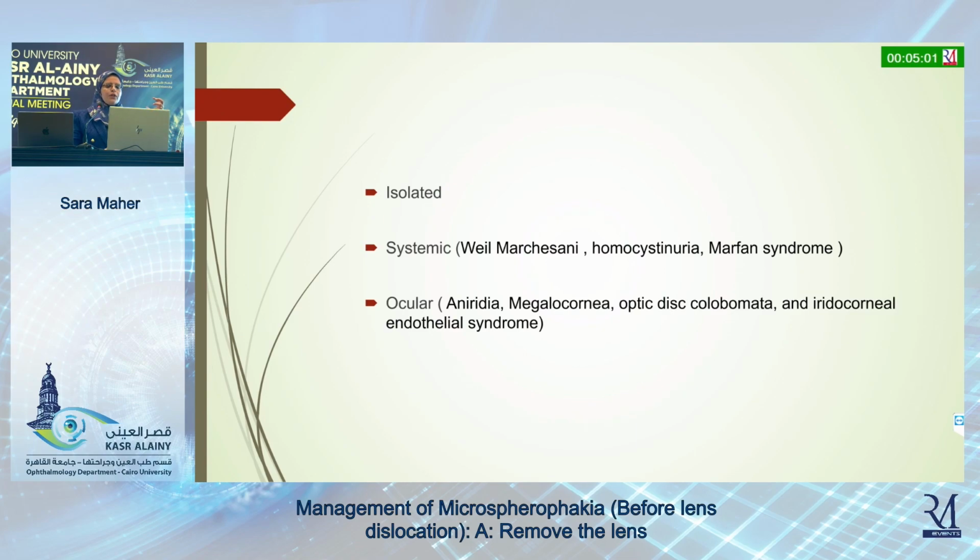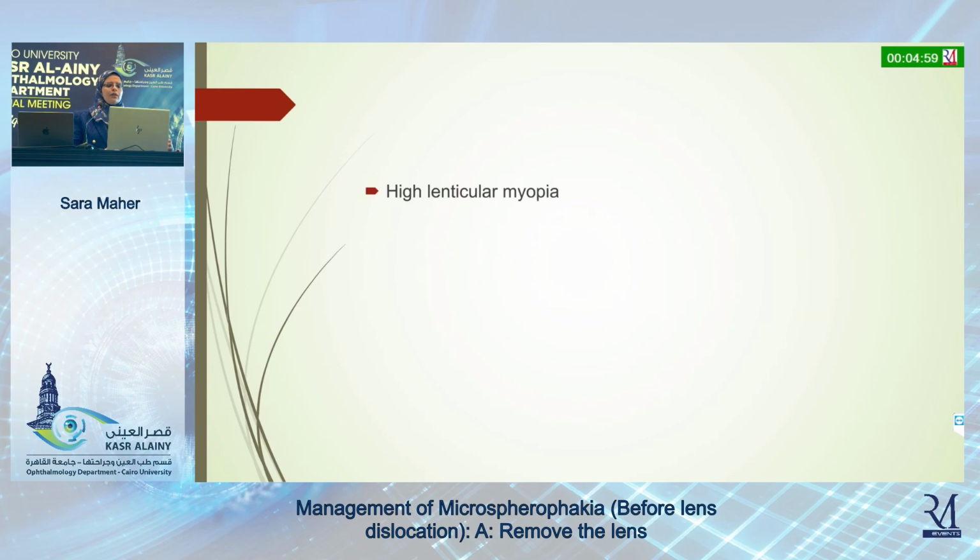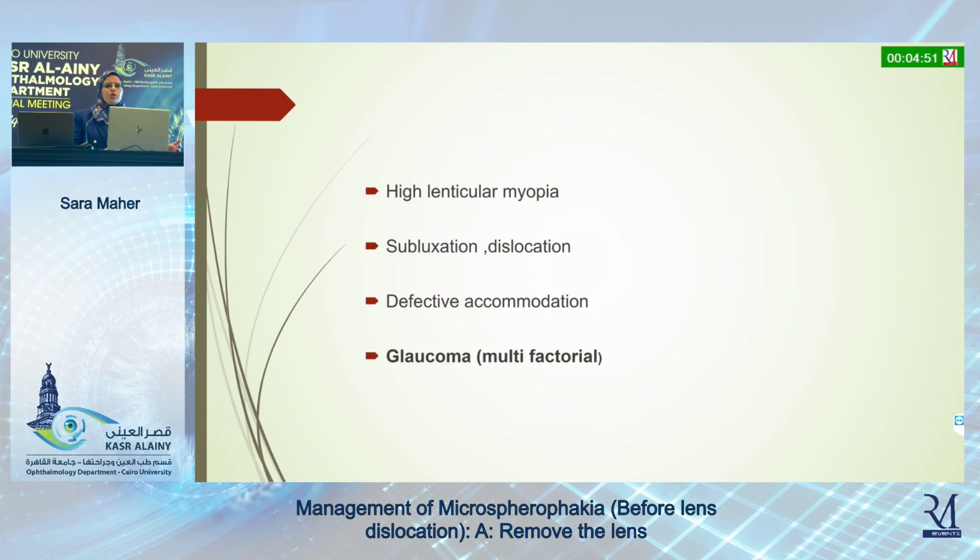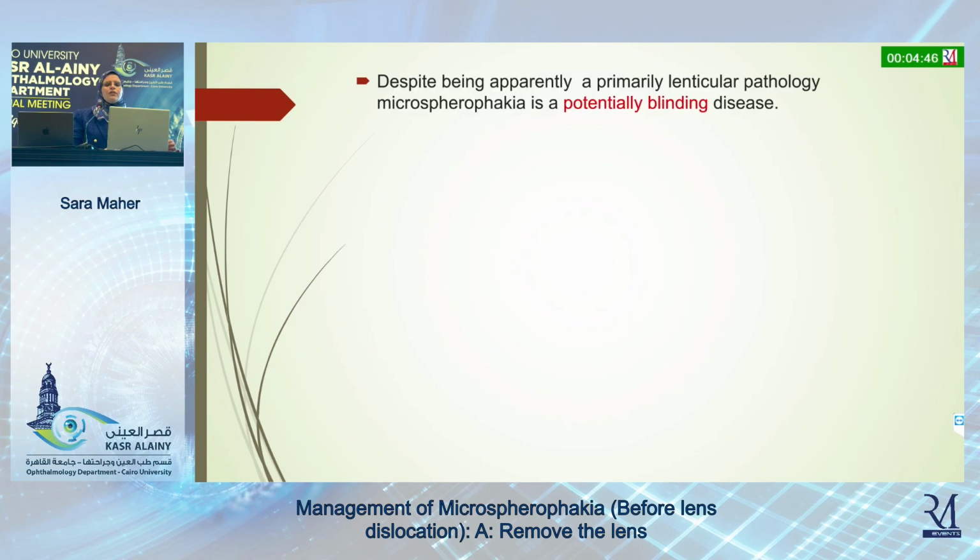But what's the problem in a spherical convex lens? This results in a high lenticular myopia and amblyopia. Weak zonules can lead to subluxation and dislocation. There's defective accommodation, and the most serious is the associated glaucoma. Glaucoma here is multifactorial. It's not a simple lenticular pathology. Actually, it's a potentially blinding disease.